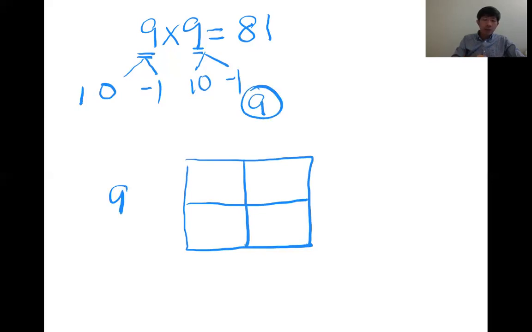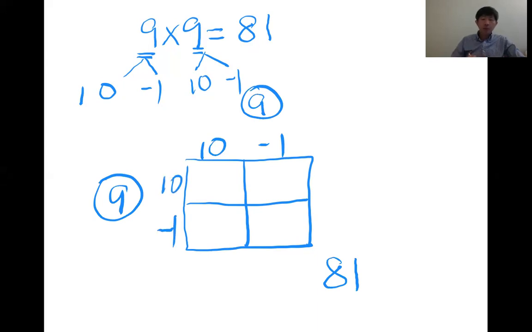9 times 9, the final answer is 81. Is that right? Yes. So 9 is actually what numbers put together? We decompose it, so that would be 10 and -1. Is that right? And then we put the 10 and -1 on the other side. Okay. Next, we are going to fill in the table like this. 10 times 10, how many? It would be 100. 10 times -1 is -10. All right. 10 times -1, how many? -10. All right, now we are going to put a question mark here because negative times negative is how many?